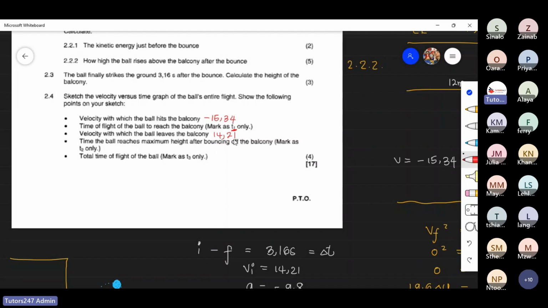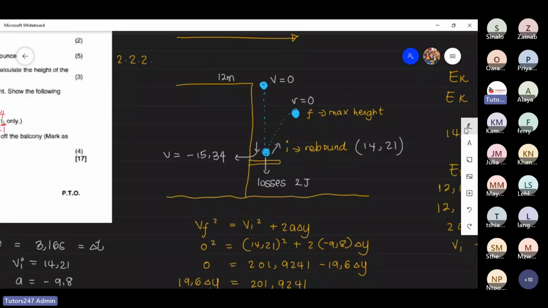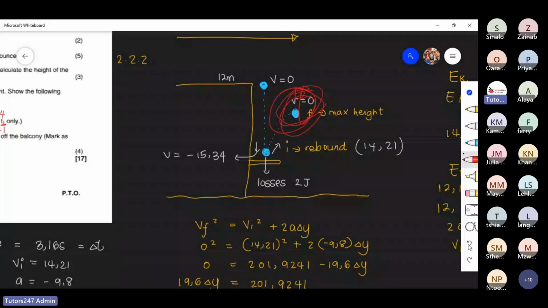Next, we've got bullet point 4, the time the ball reaches maximum height after bouncing off the balcony, mark as T2. So once again, just as bullet point 2, we don't need the actual time that it takes to reach the maximum height. We just need to use a variable representation to mark it. In this case, we're going to mark it as T2. So on our graph, the time that it takes to reach this maximum height, we're going to mark it as T2. So our velocity will be 0, but our time will be T2.